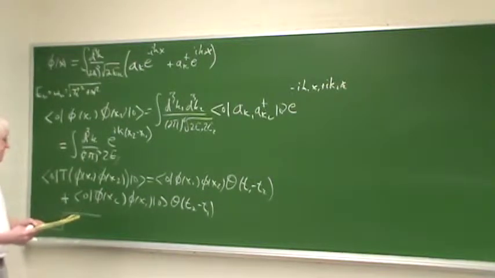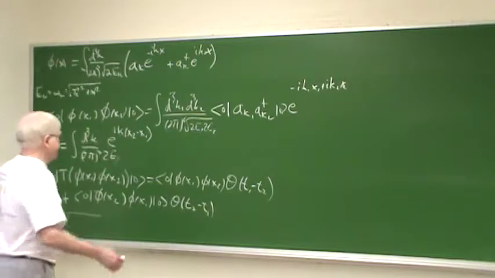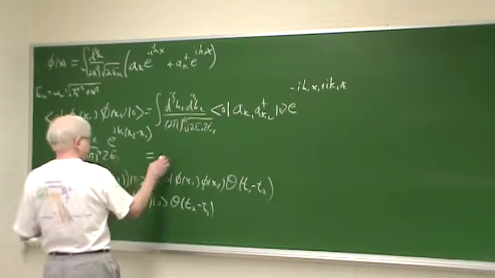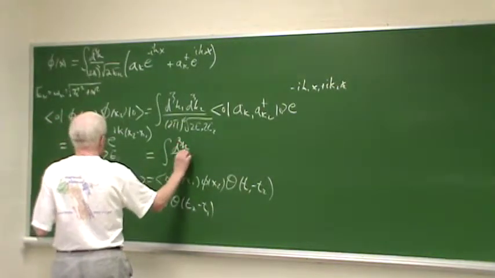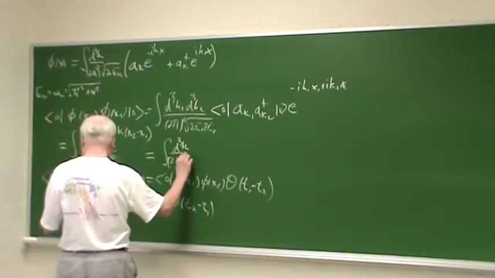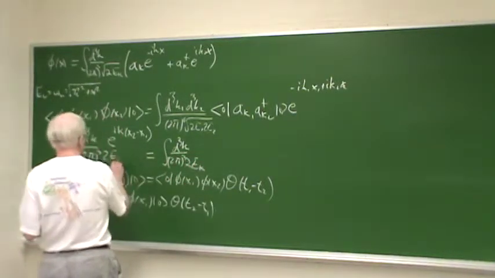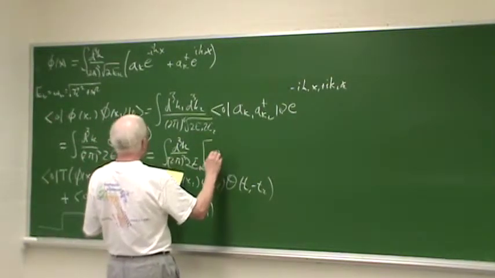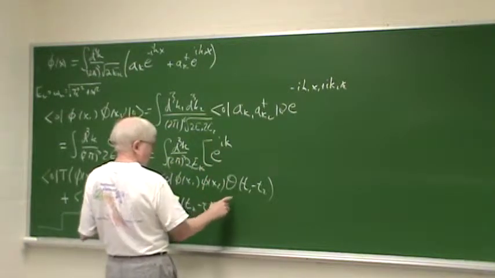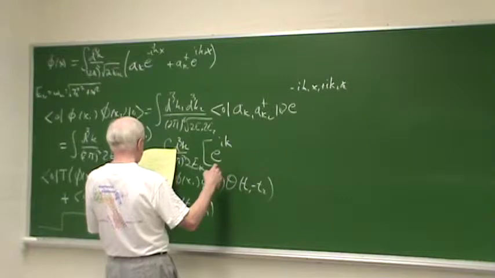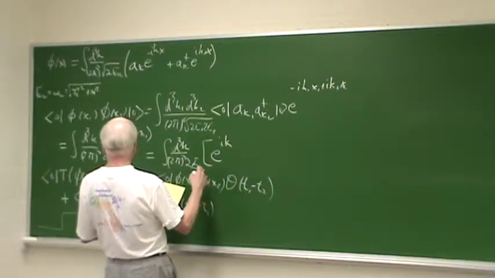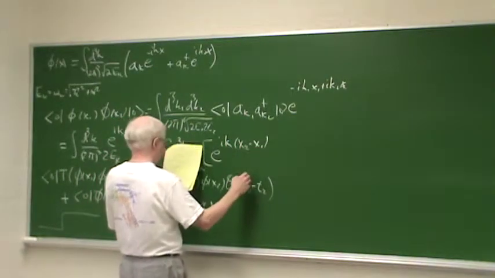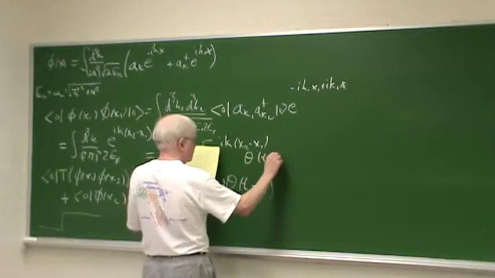Okay, so this is our expression, and now if we use this formula for it, we see that this is in fact just an integral d cubed k over 2 pi cubed 2Ek. And so this is e to the ik, and if t1 is later than t2, then this is e to the ik times x2 minus x1, theta of t1 minus t2.